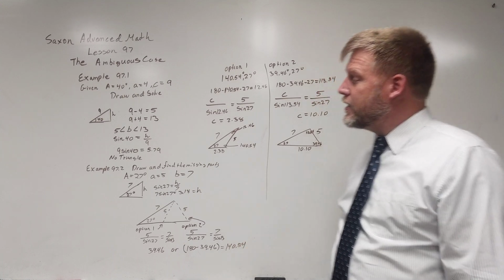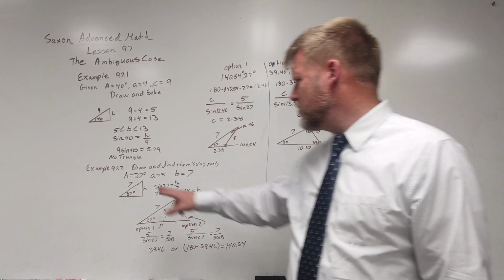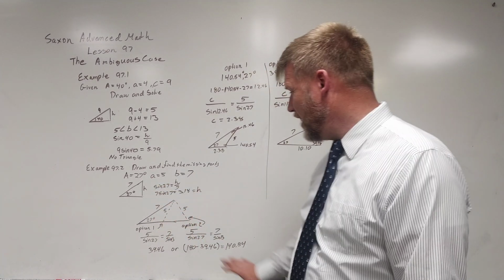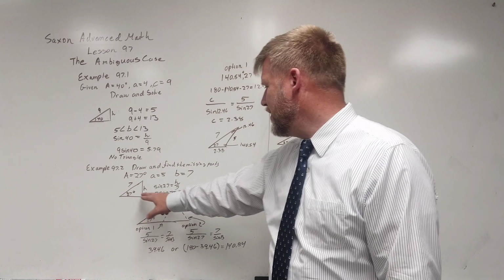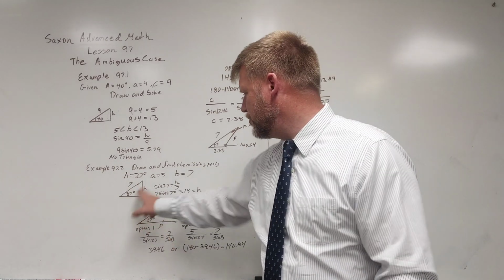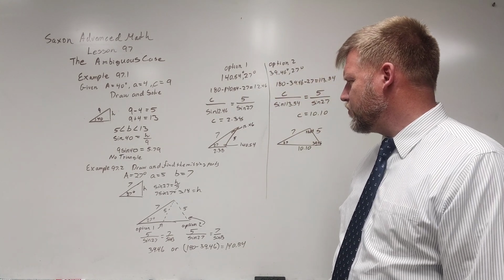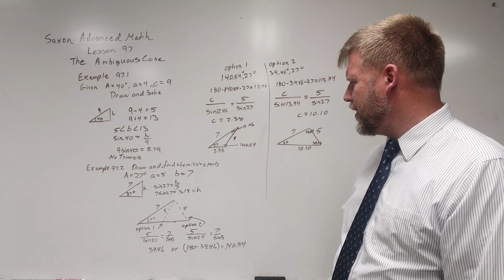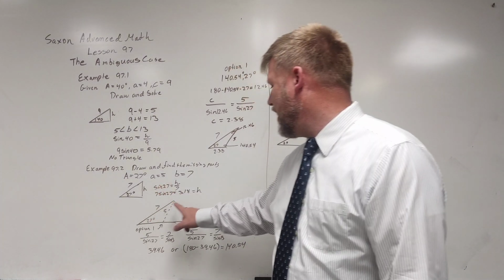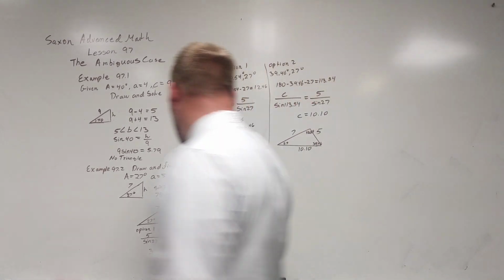The next thing is 97.2, and it says draw and find the missing parts. I've got A is 27 degrees, little a is 5, and little c is 7. I do the same thing, and I find the height is going to be 3.18. That's easy enough. That's just using the sine and finding the height. The height is 3.18. Well, that's no problem because I have a value of a of 5, so that's okay. So I know that my height is going to be 3.18.